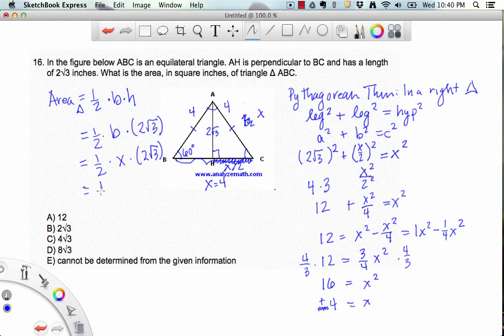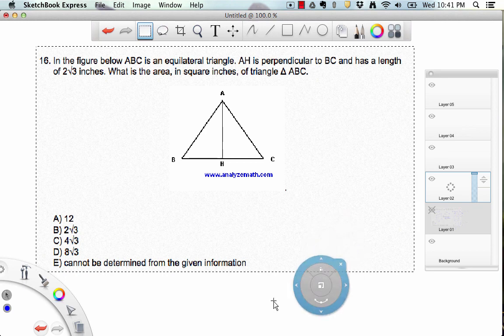So we get a half times 4 times 2√3. So a half of 4 is 2. 2 times 2 is 4. So we get 4√3, and it's part C. Okay, so we've got a fresh slate.